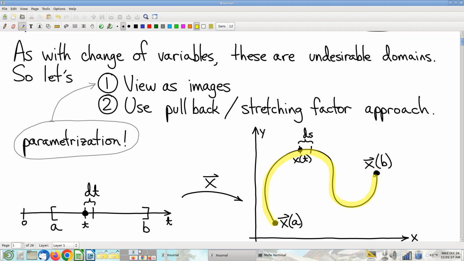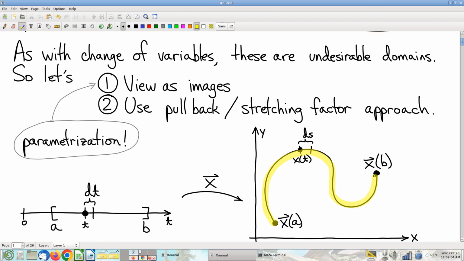I mean, it's bad for different reasons. The bad domains we saw with change of variables were bad because of corners and equations of curves that were weird, or just an undesirable slicing process. This is bad because it's dimensionally unprecedented. We've just never seen something like this before. So different kind of bad, but still bad.